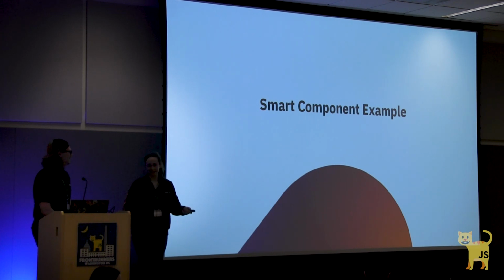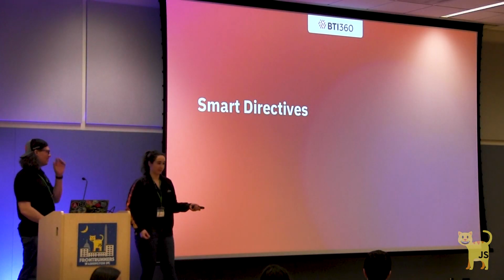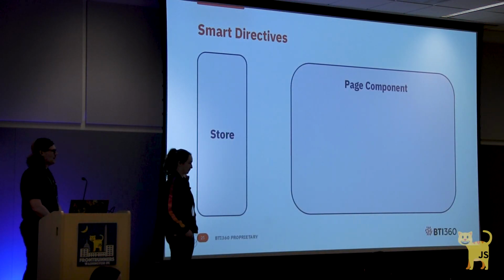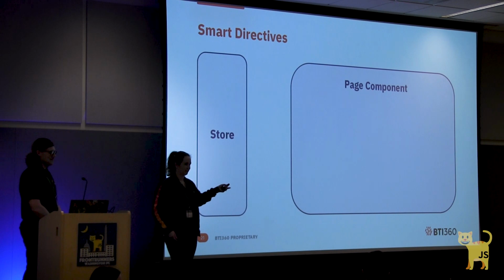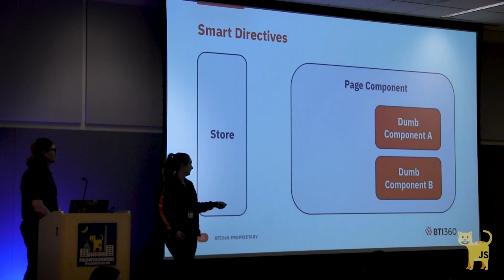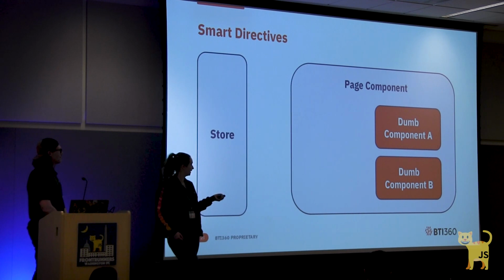Cool. Perfect. So, smart directives. We have our store once again, and then what we're calling the page component. This is the whole page that you're displaying. This is as high as you can go in your hierarchy of components, basically. You're going to have dumb components underneath it still. They're not going to talk to the store, but neither is your page component.